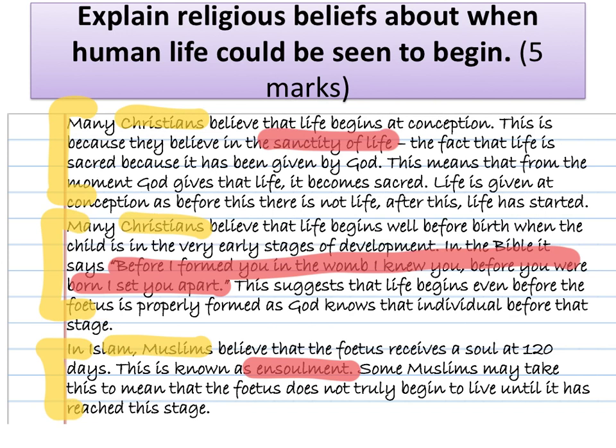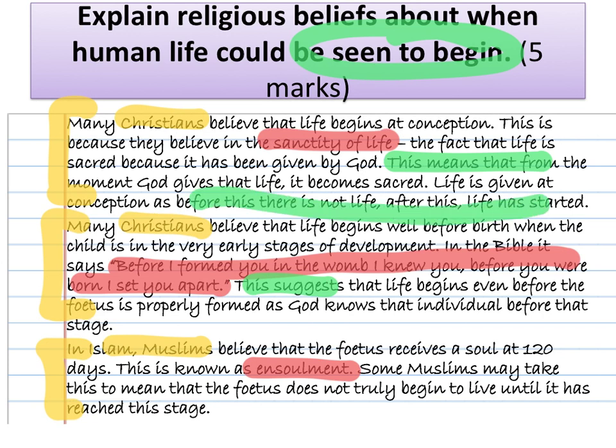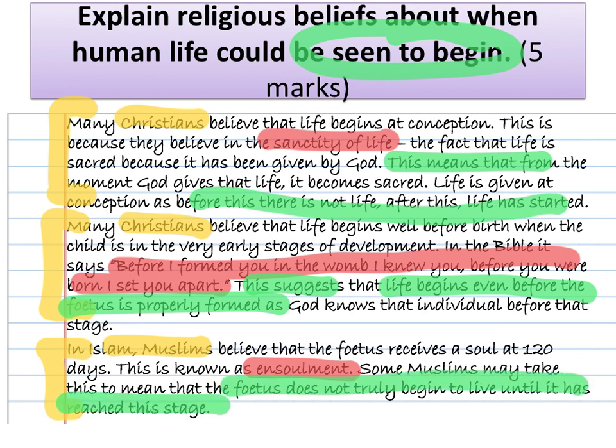Finally, in each one of the points given, we've got an explanation and then a link back to the question. Wherever we see "this means" or "this suggests," we can see that we've got an explanation. The link back to the question is all about when life could be seen to begin. Here we can see that idea of when life could have started. Before this there is no life, and after this life has started. Here we can see the idea that life begins even before the fetus is properly formed. And here we've got the idea that life does not truly begin to live until it has reached this stage.